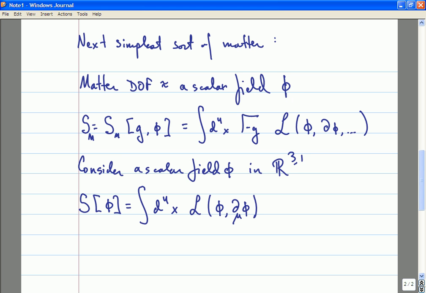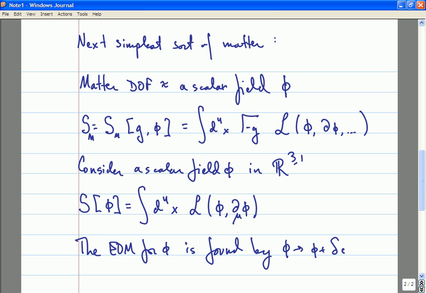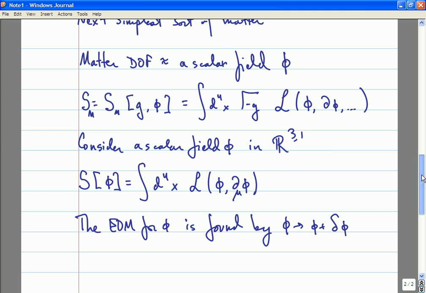And so the equation of motion for phi is found by varying phi to first order in some variation and setting that variation equal to 0. This is something that we did yesterday for the case of a metric, which was a more complicated set of degrees of freedom. And I think it's worth reiterating for the case of a scalar field.